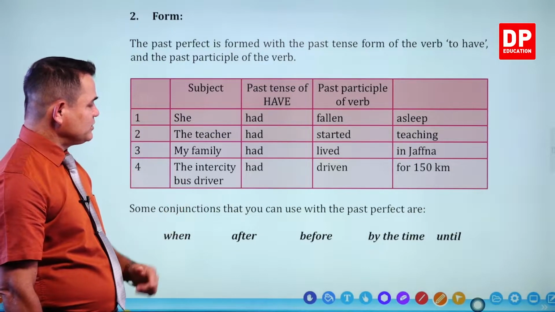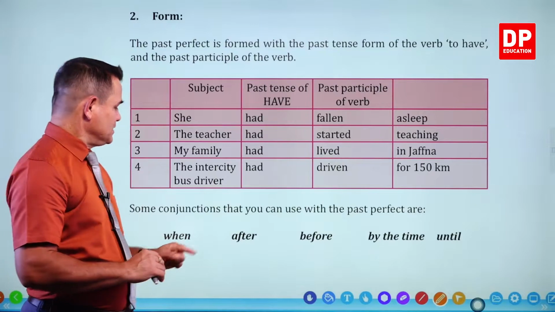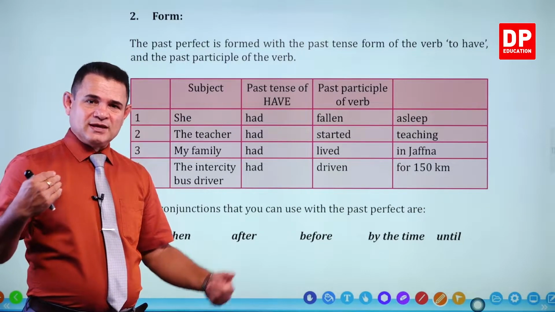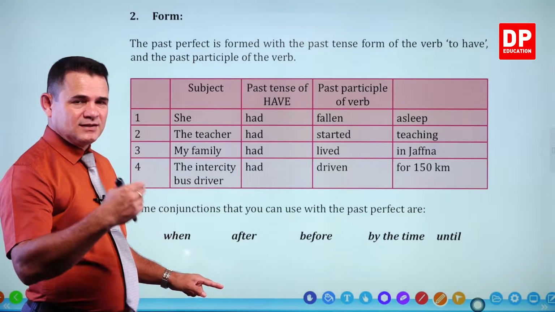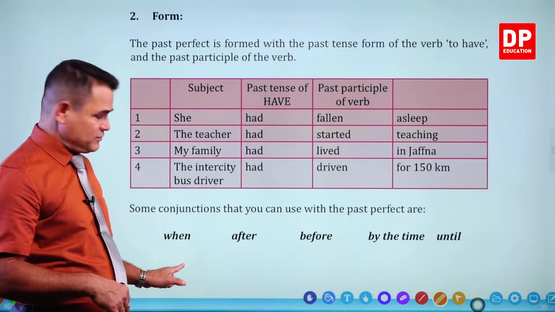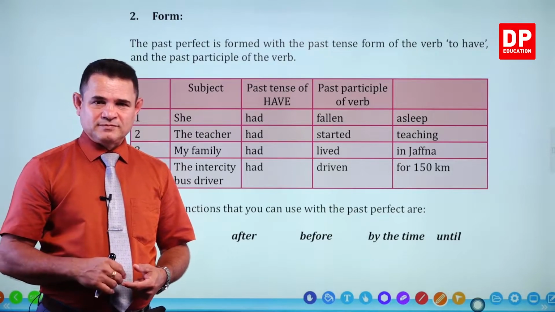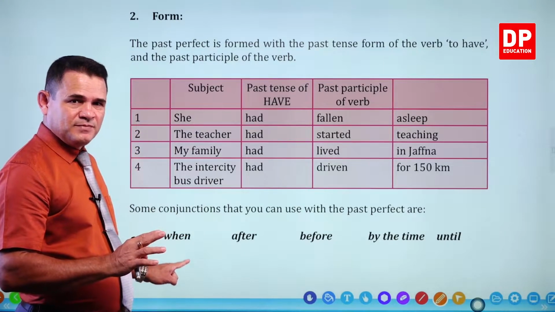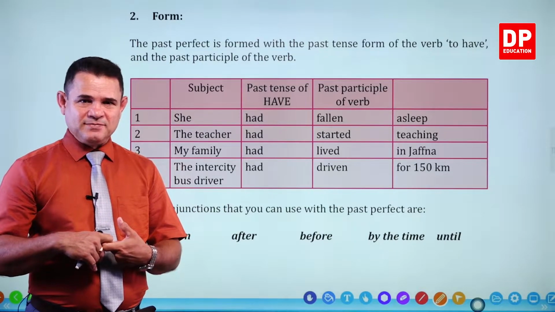Some conjunctions that you can use with the past perfect are words that we use along with the past perfect tense, right? When. Conjunctions are used when talking about two actions, to join those two. When, as in when he came home, he had fallen asleep. When, this is not a question word here. Here, the when we learned earlier was for asking questions. When did you come? When did you go there? Likewise. Here, it is not a question word. We are using it to join two clauses, two sentences, to join two ideas.